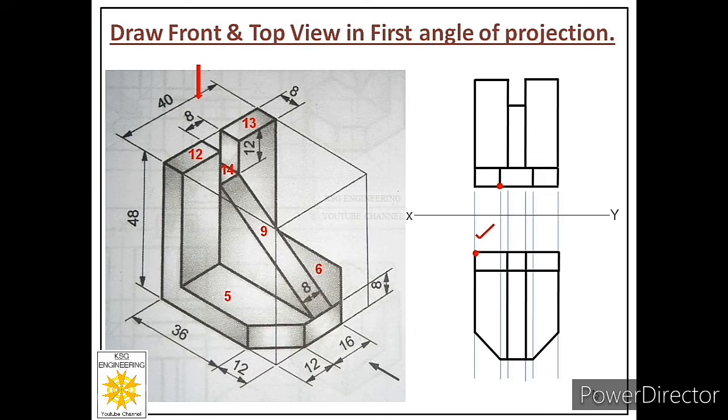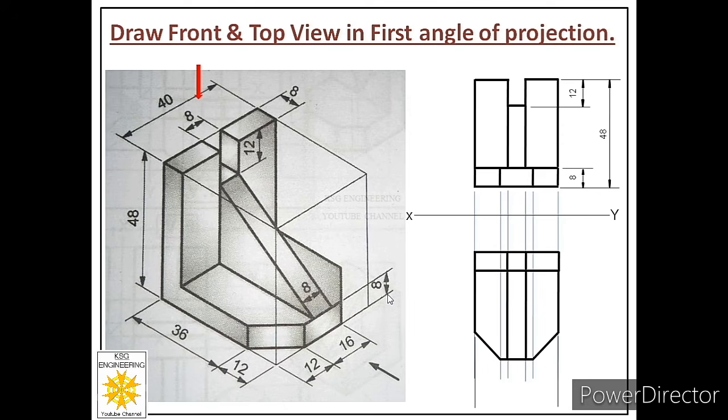Now we will plot dimensions. So first of all, let us place its height. So how much height is given to us? 48 millimeters. Then we will place its other height dimensions. So we can place this height as 12 millimeters. Then we can place this height as 8 millimeters. So now we are done with all the height dimensions.